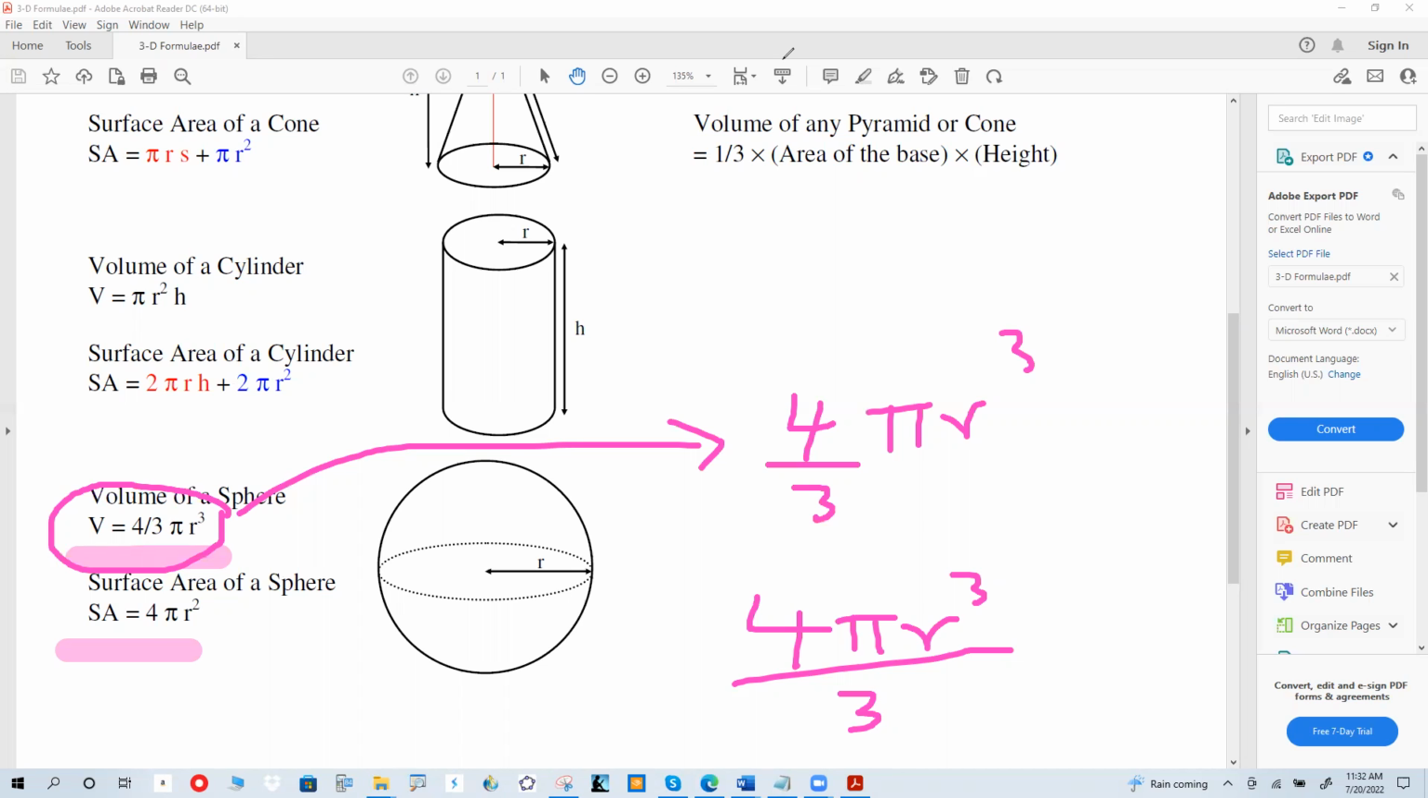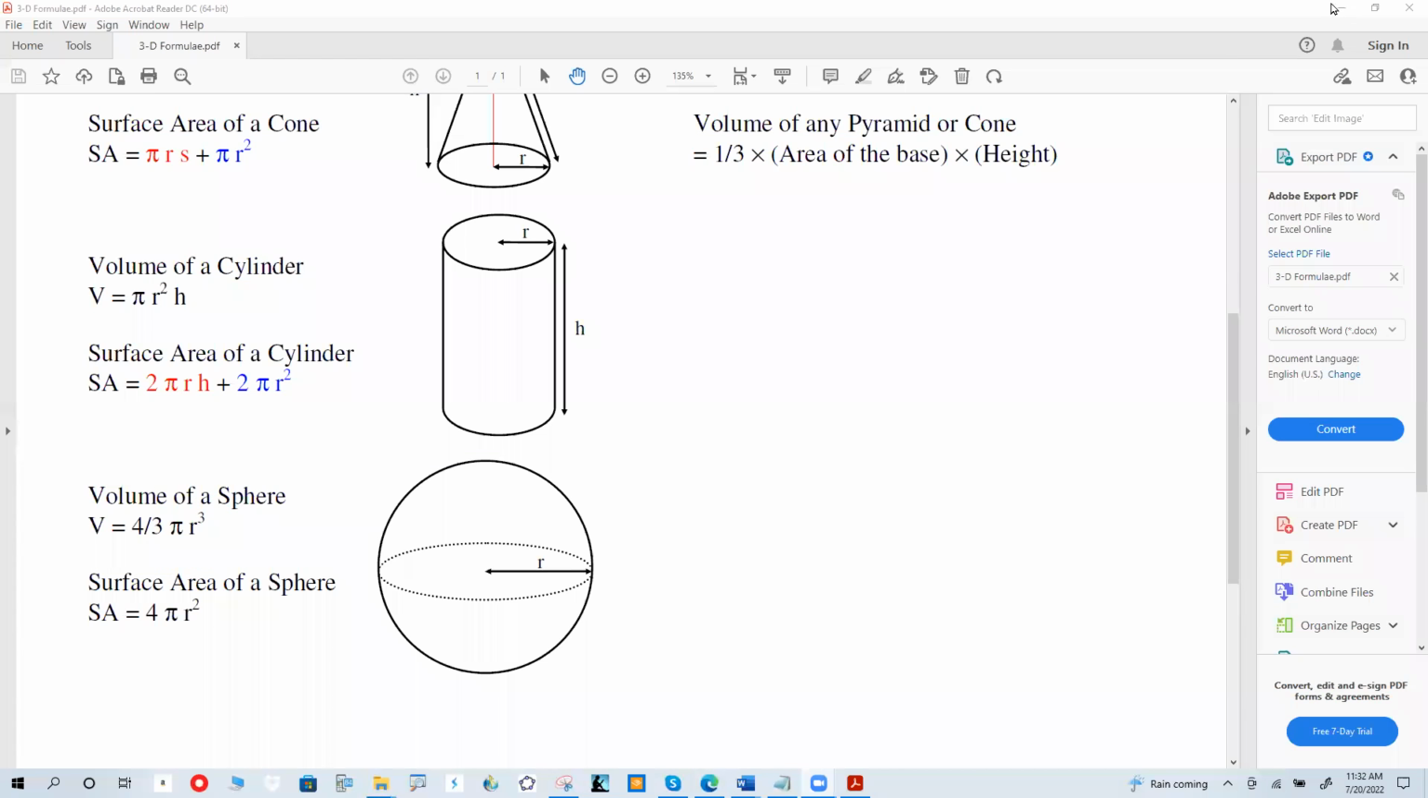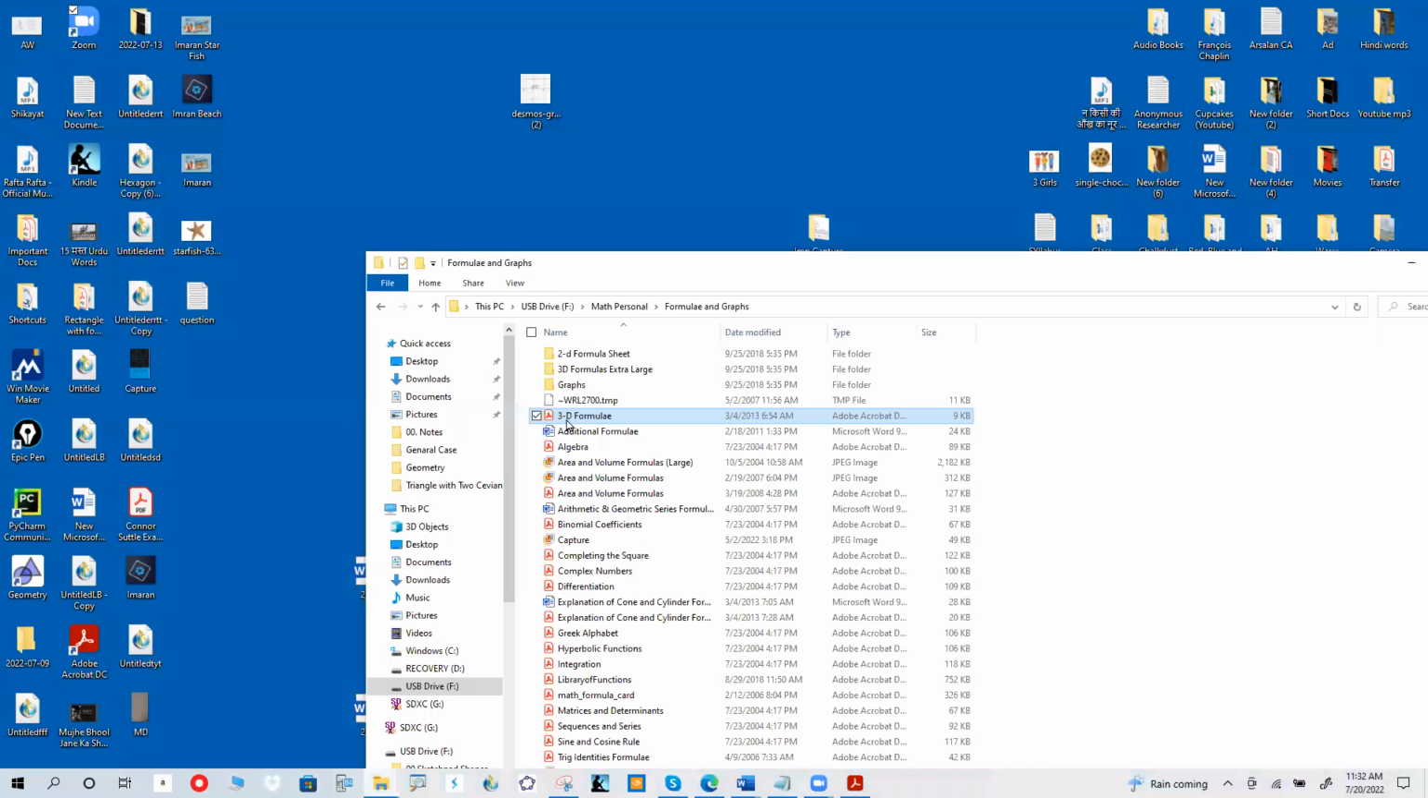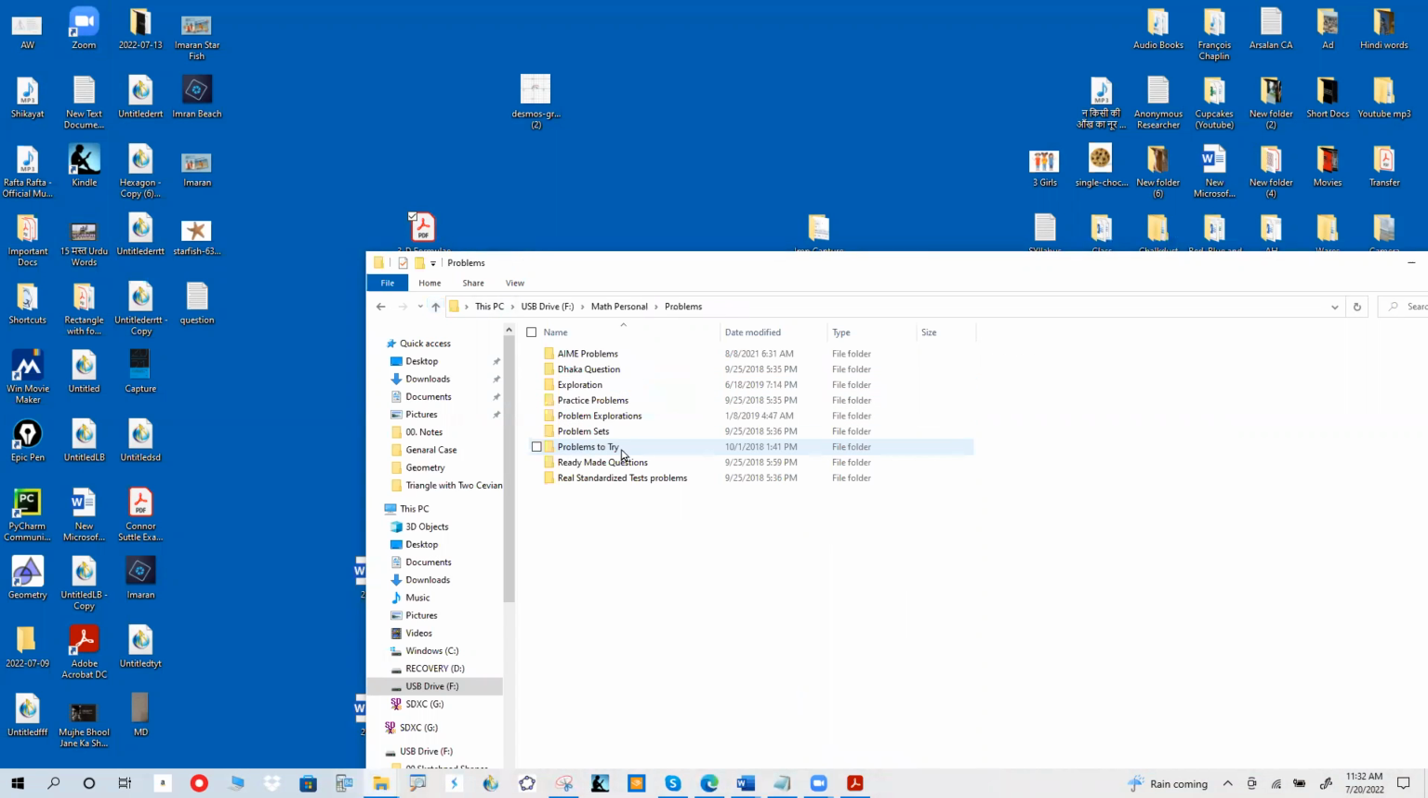So this is the formula sheet. I'm going to save it somewhere here. And I'm going to go find your packet from problem sets.